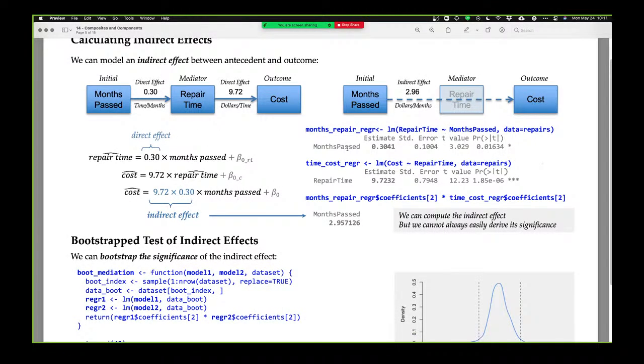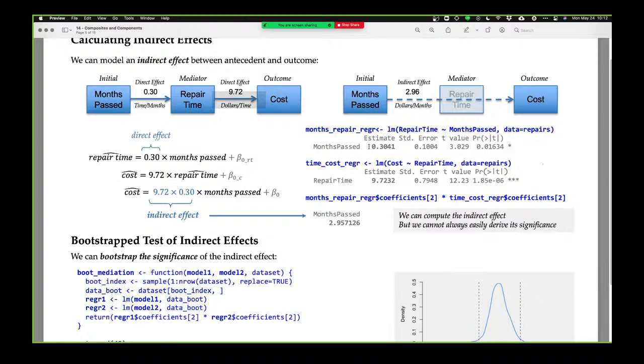So we have two regressions here, and we can run them separately, months repair and time cost. Months repair is the repair time regressed over months past. That's this relationship here, okay? And this regression here is the cost regressed over repair time. That's this relationship right here, all right?